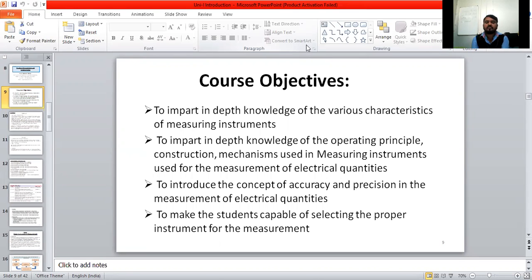The fourth objective is to make you capable of selecting the proper instrument for the measurement. Suppose I want to measure electrical energy, which instrument are you going to choose? Which instrument are you going to choose?